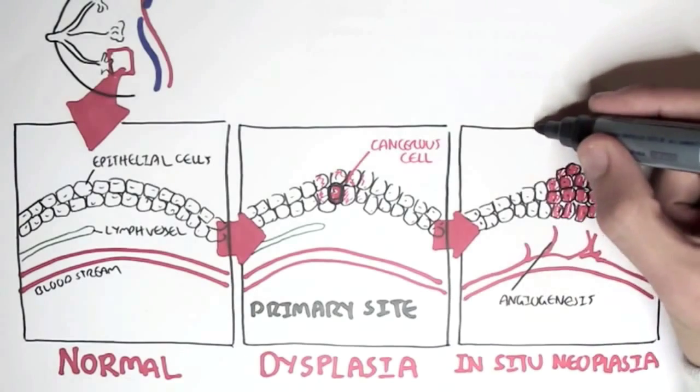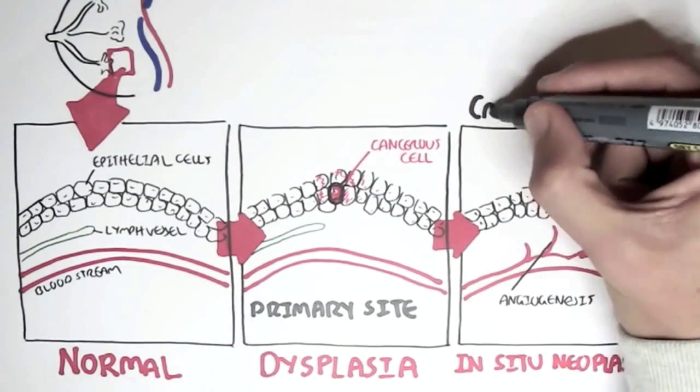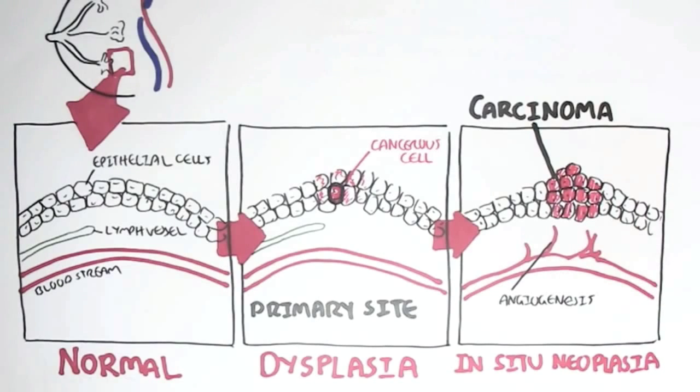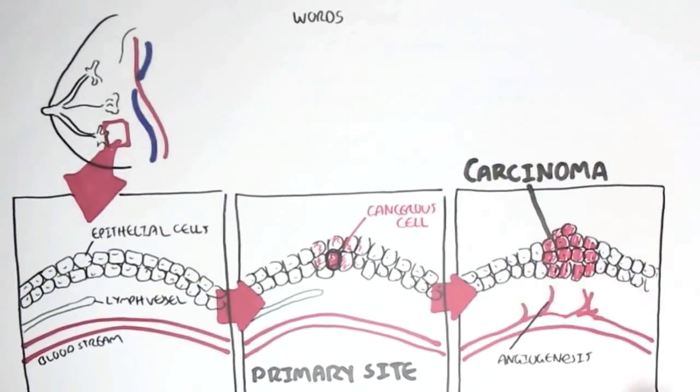As we know, this lump of cancer cells is now known as a tumor, neoplasia, but we can also refer to it as a carcinoma. Why is this? Let's learn a bit more about the terminology of cancer.